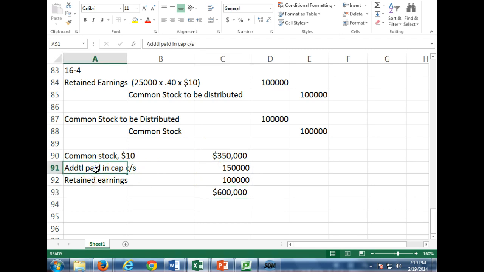Our additional paid-in capital didn't change because the amount of it was greater than 20%, or did you say 25? 25%. That's the key. Remember, if it's 20%, you're going to continue to do it the way we did with the 6%. But once it's 25%, it's all going to be distributed only at par value, not at market value. Make sense? Do we know that trick?